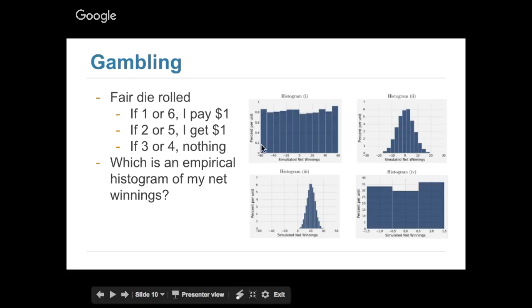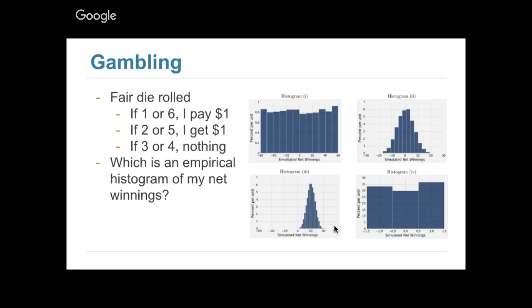Okay, all these histograms. This one is not centered at 0, so we can roll this histogram out as what my empirical distribution will look like. If I play this game, I should get around 0. I play it again, I could get a little above 0. I play it again, I could get a little below 0. But most of the time I'm going to get 0 net winnings.